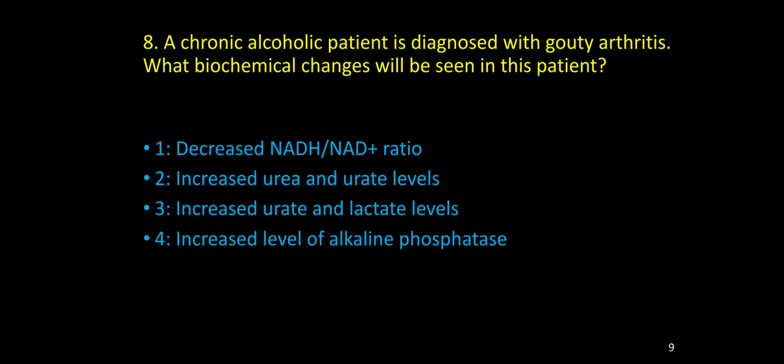But we will look at another option, that is increased level of alkaline phosphatase. Totally irrelevant option. Alkaline phosphatase is related to obstructive jaundice or bone related conditions. So here the right option will be increased urate and lactic acid level. So you can choose option 3 as the answer of this MCQ.